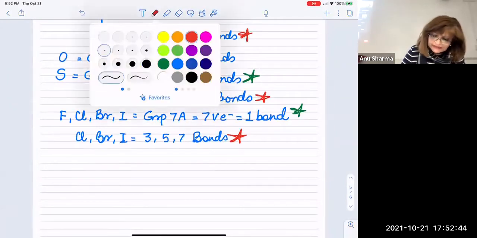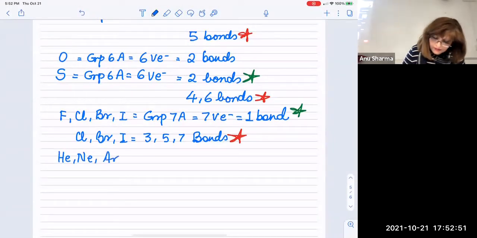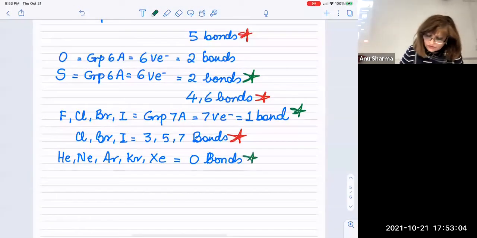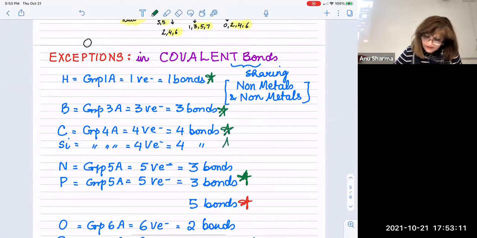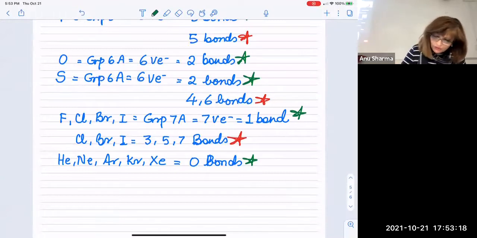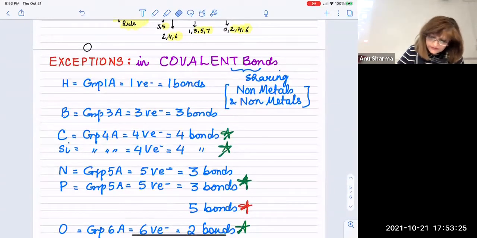Next is helium, neon, argon, krypton, xenon. No bonds, 0 bonds, and that's fine. Noble gases. Why? They have 8 electrons in the last shell, so they are not going to make any bonds. So all these guys with the green stars, these are normal conditions when they follow the octet rule. Wait a minute. Let me just do this here. This guy and this guy is different. These two are different.